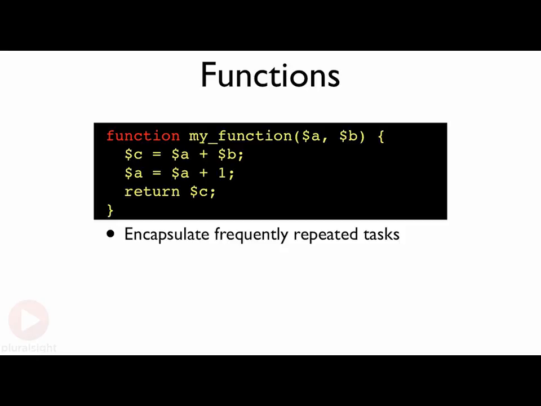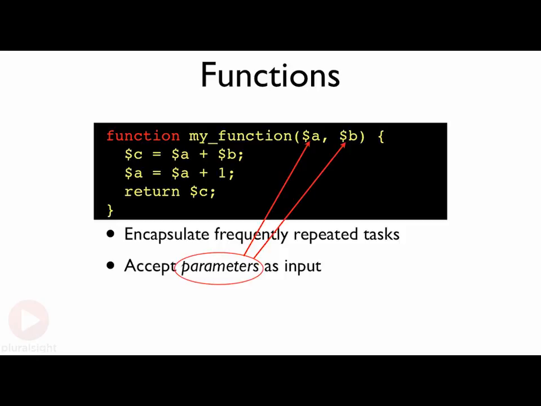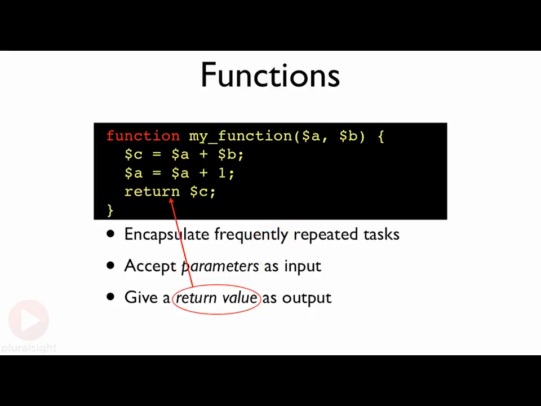The structure of a function begins with the word function, so that we know we're beginning a new function declaration. Then we give a name to our function, in this case my_function, and then we pass in a list of parameters, which will be the input values to our function. In the case of this example, we have the variables a and b. Finally, a function can optionally have a return value that it provides as output. In this case, we'll be outputting the value of the variable c.